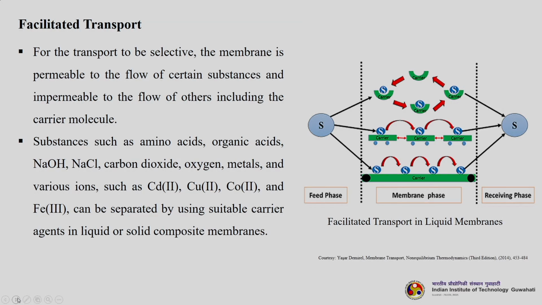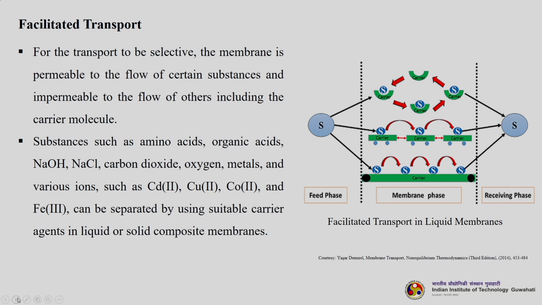For the transport to be selective, the membrane is permeable to the flow of certain substances and impermeable to the flow of others, including the carrier molecule. The carrier should be such that its association and dissociation rates are very high for the solutes, and it should remain inside the membrane, it should not come out of the membrane. Substances such as amino acids, organic acids, sodium hydroxide, sodium chloride, carbon dioxide, oxygen, metals and various ions such as cadmium, copper, cobalt and iron can be separated by using suitable carrier agents in liquid or solid composite membranes.